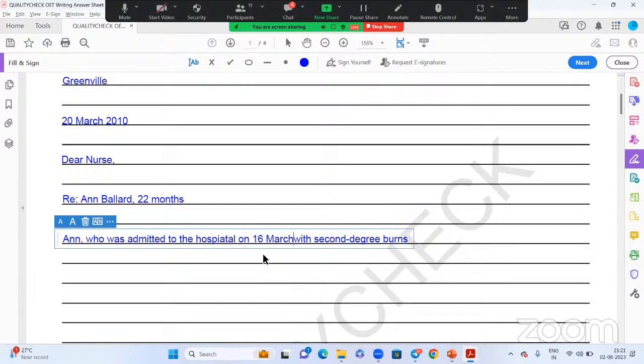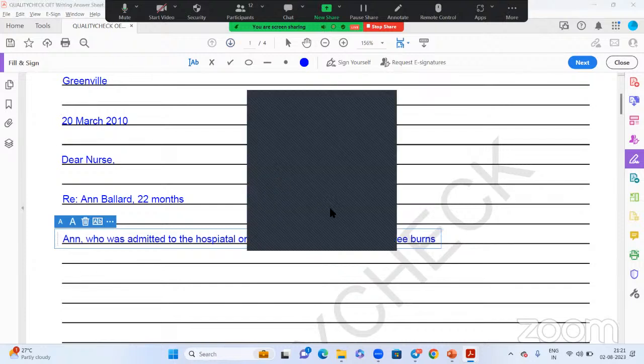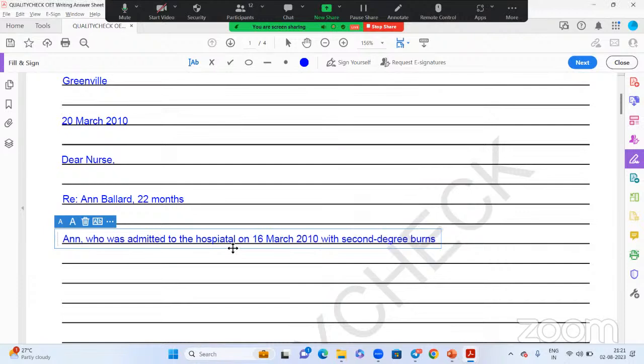Okay. 16 March with second-degree burns. So here you can say 16 March 2010 with second-degree burns. This is also one way of writing. So I'm showing you different ways of writing.